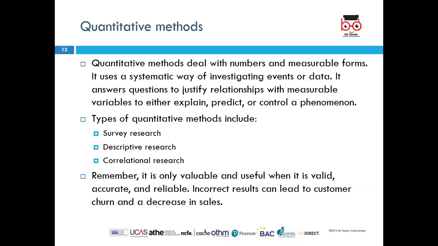Coming towards quantitative methods. These basically deal with numbers. In the first option that you had, qualitative research, you did not have numbers. You had open-ended questions, and then you were making themes out of them. Quantitative methods deal with numbers and measurable forms. They use a systematic way of investigating events or data, and answer questions to justify relationships with measurable variables, to either explain, predict, or control a phenomenon.